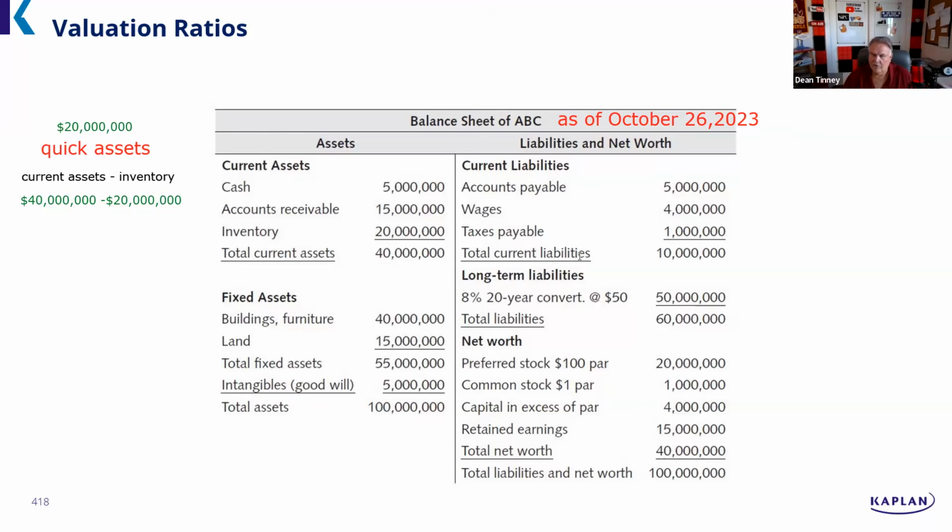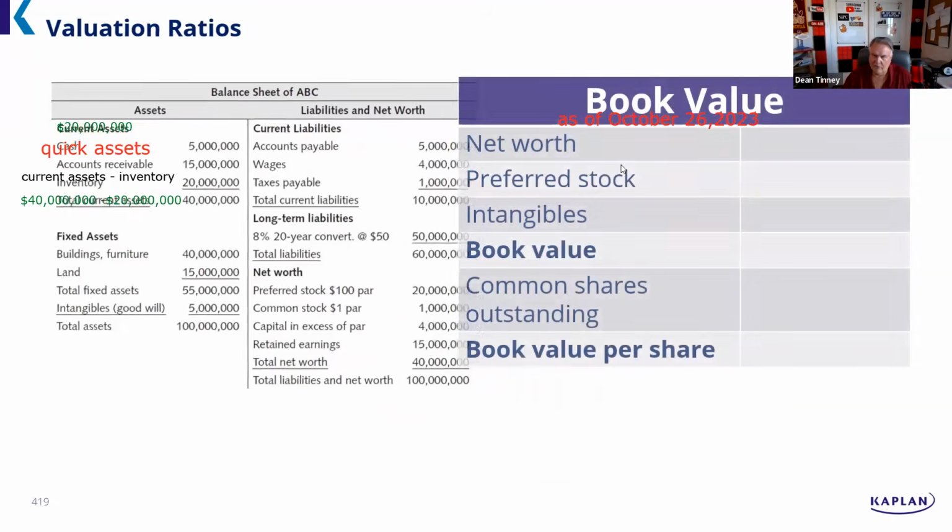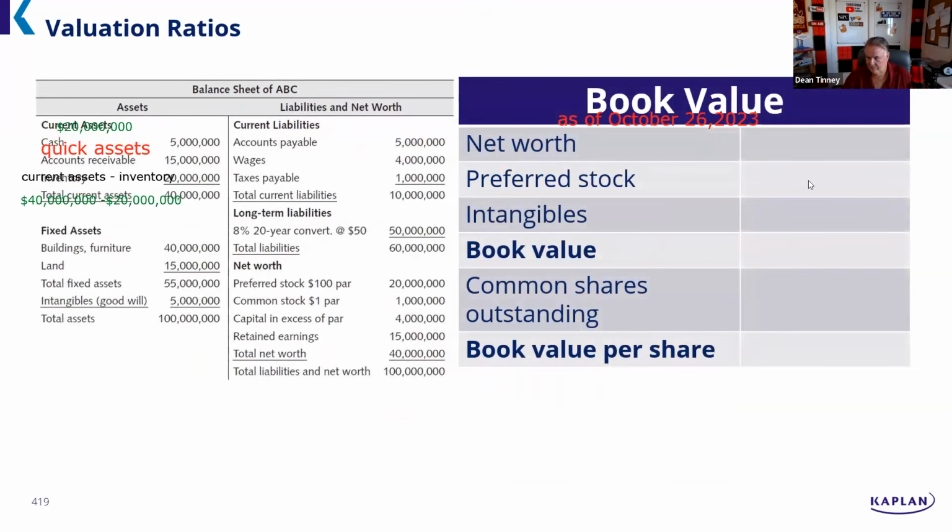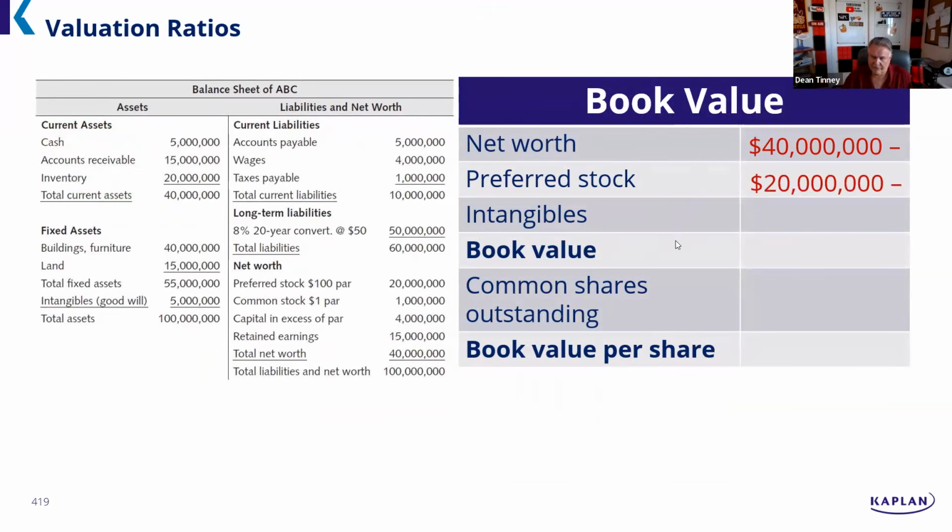Now, we said the book value test question represents the theoretical liquidation value of the business. Theoretically, because we don't assume we're going to liquidate the business. But if we did, we start with our net worth of 40 million. And if we're liquidating the business, we got to pay back our preferred stockholders, very testable. Preferred stockholders are senior in liquidation. Now, to be conservative, we're going to assume that our intangibles aren't worth anything.